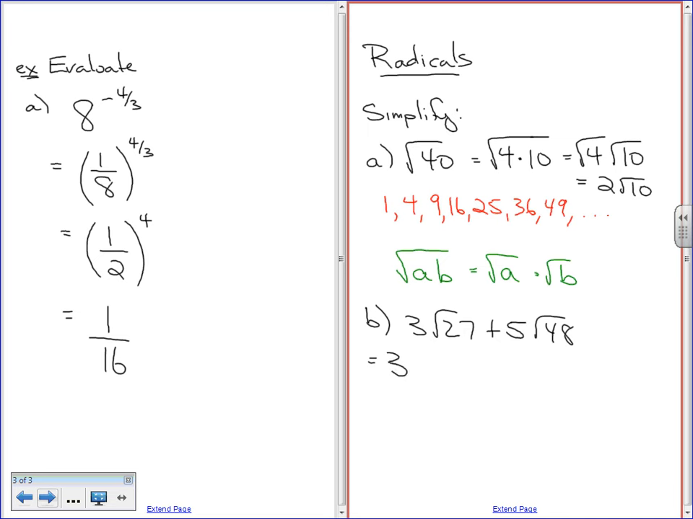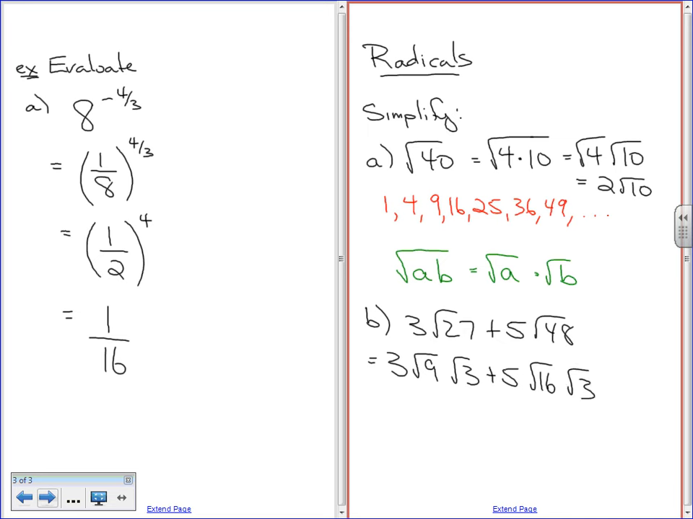Okay, so the square root of 27, the biggest perfect square that'll go in there is 9. So I'm going to change the square root of 27 into the square root of 9 times the square root of 3, plus 5 times the square root of 48. The biggest one that'll go into 48 is 16. So I'm going to change that to root 16 times root 3. And again, 16 times 3 is 48.